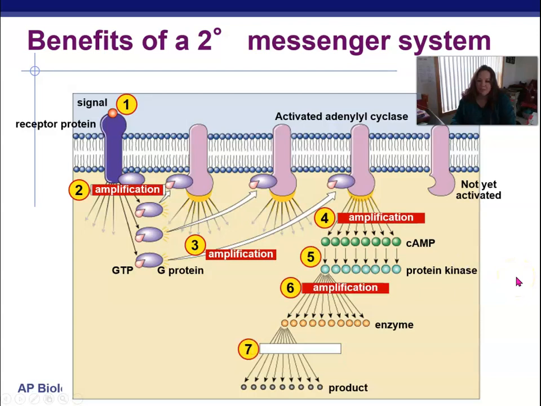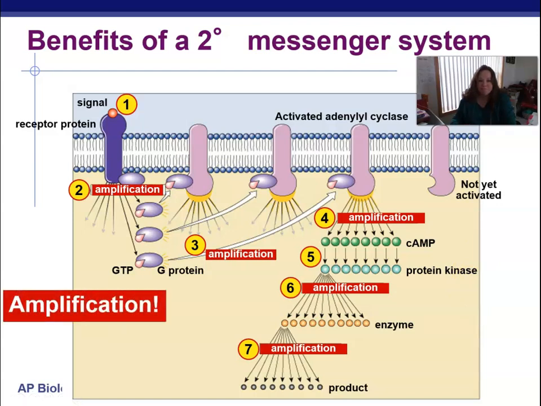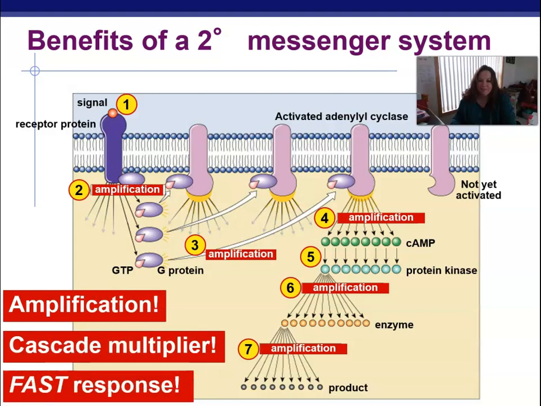Oops, I guess I could have been pressing the button. All of that amplification. So we don't have to just settle for one product. We can have tons of it, and thereby we can get plenty of ATP and run 60 miles an hour and outrun that cheetah. Right? All right. So the second messenger system, the cyclic AMP, is a cascade multiplier. It's a very fast response as well. If you've ever experienced an adrenaline rush, you know how it's a fast response.